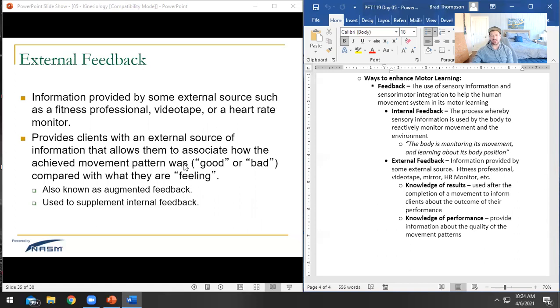So we're going to use external feedback as trainers to let our clients know whether they're moving the way they're supposed to or whether they're not, right? It's augmented feedback. It's supplemental. It really is not meant to replace internal feedback. You want your clients to rely on learning how to feel what a good repetition looks like, rather than you saying, hey, really good job. You're going to be correcting them forever if you end up doing that, right? Don't let your clients overly rely on external feedback.